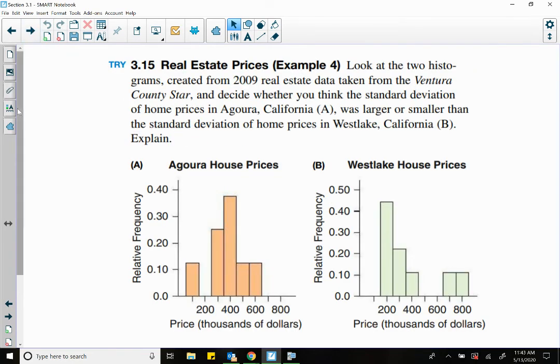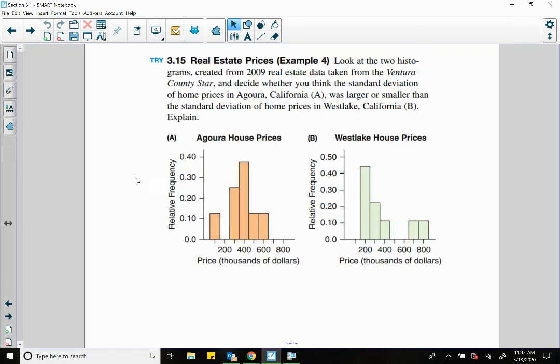So, hey, look at this. Something kind of similar to what maybe I was talking about a moment ago. It says, look at the two histograms created from 2009 real estate data taken from Ventura County Star, and decide whether you think the standard deviation of the homes in Agoura, California, is larger or smaller than the standard deviation of the homes in Westlake, California. So Agoura, Westlake. Which one has the larger or the smaller standard deviation, and explain. Go.